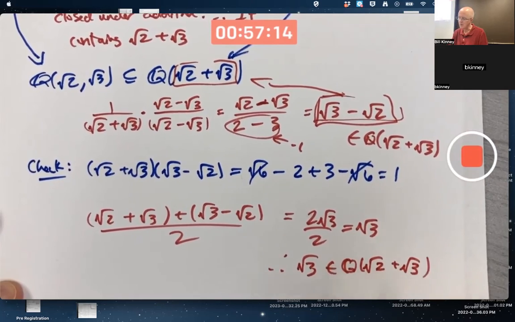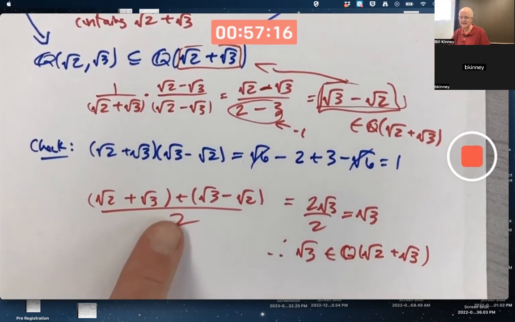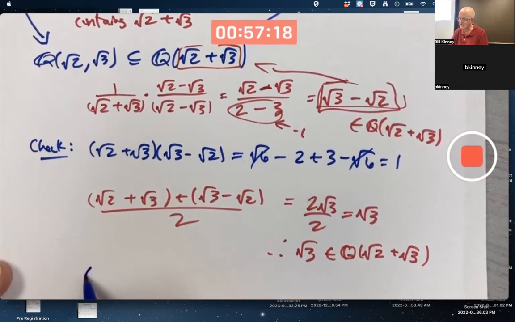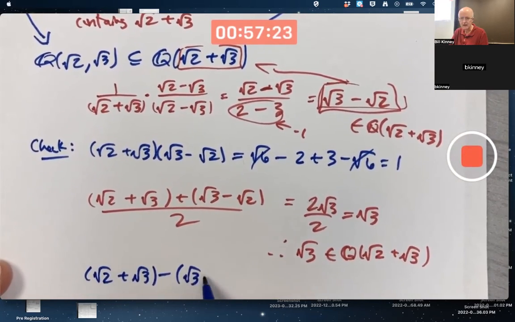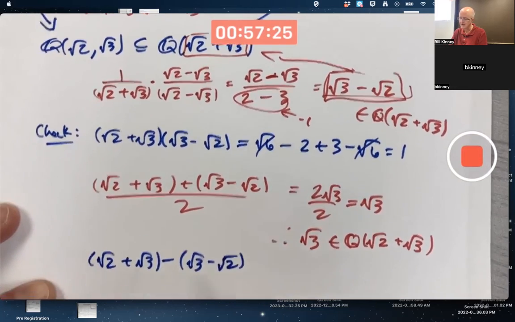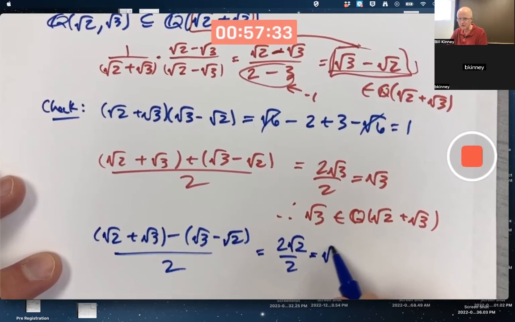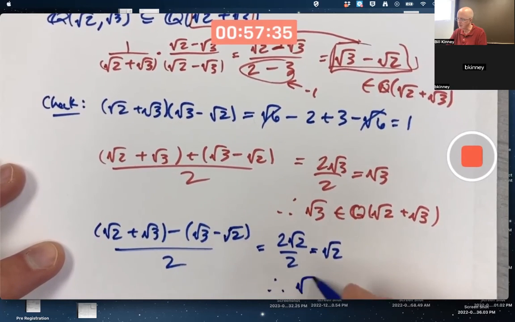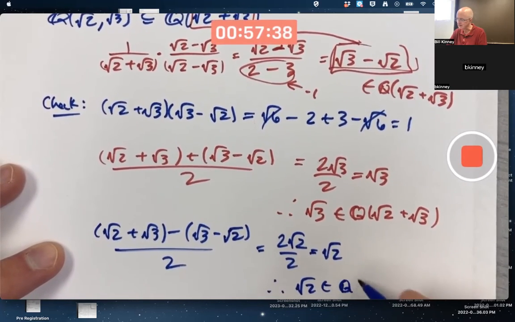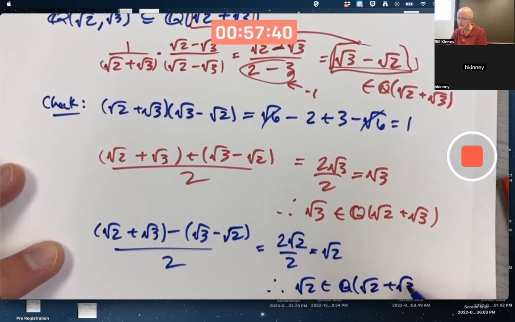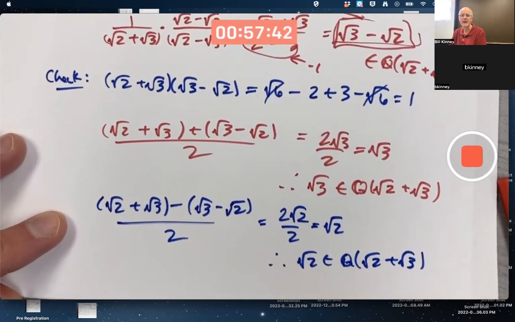What about square root of 2? How about instead of adding, we subtract, and probably divide by 2. The square root of 3's now cancel, and you get 2 square root of 2 over 2, which is square root of 2. Therefore, square root of 2 is also in this field. And that does it.